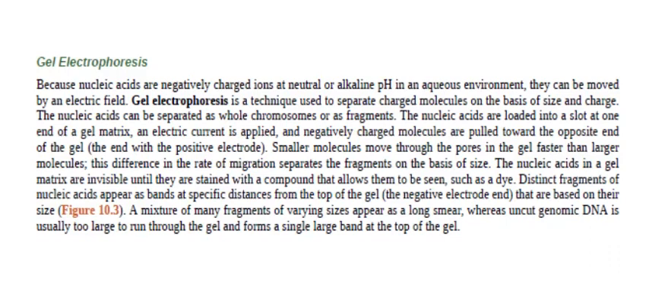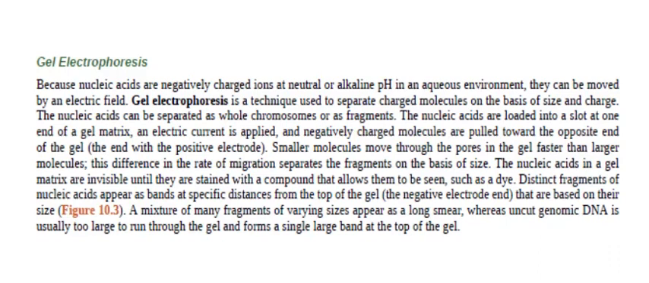Smaller molecules move through the pores in the gel faster than larger molecules. This difference in the rate of migration separates the fragments on the basis of size. The nucleic acids in a gel matrix are invisible until they are stained with a compound that allows them to be seen, such as a dye. Distinct fragments of nucleic acids appear as bands at specific distances from the top of the gel, the negative electrode end, that are based on their size.